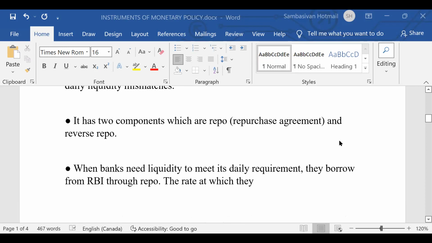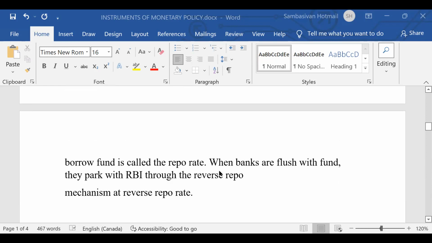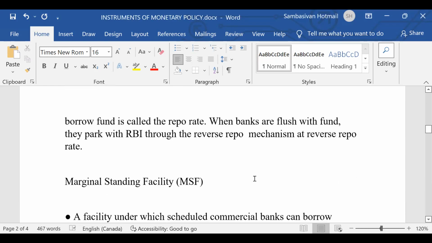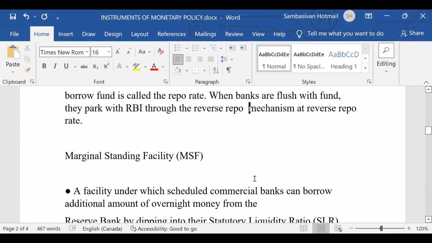When banks need liquidity to meet their daily requirement, they borrow from the RBI through repo. The rate at which they borrow funds is called the repo rate. When banks are flush with funds, they park them with the RBI through the reverse repo mechanism, at the reverse repo rate. The present reverse repo rate is 3.35. There is one more facility, the standing deposit facility. There now they are paying 4.65.